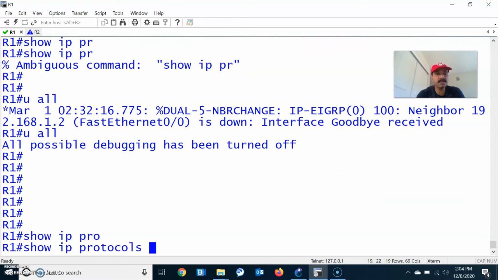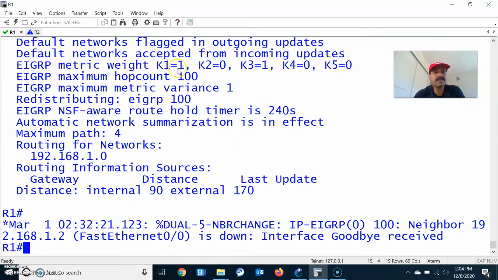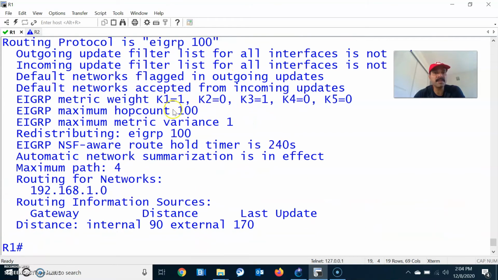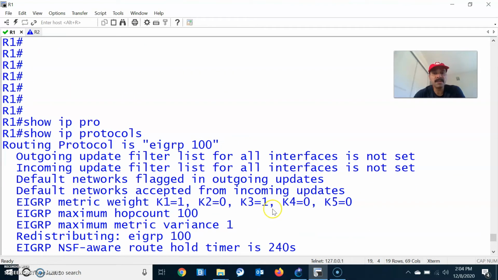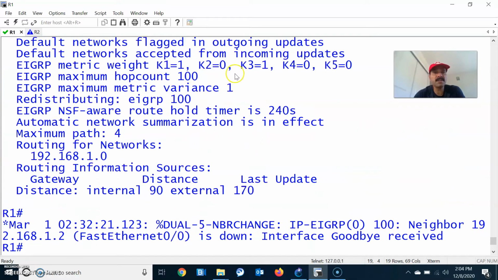Show IP protocols will show the details. So here it is showing K1. K1 is nothing but bandwidth. K3 is 1. So bandwidth and delay will always be 1. K1 is for bandwidth and K3 is for delay, so both always will be 1. The remaining are K2 for load, K4 for reliability and K5 for MTU. So only K1 and K3 are on.